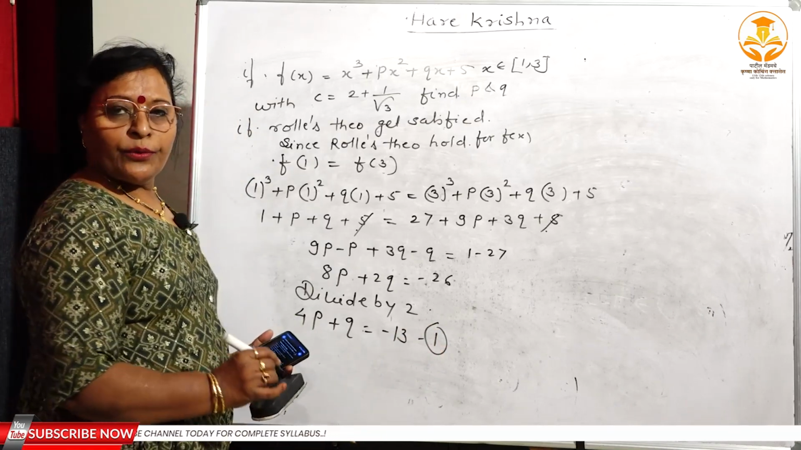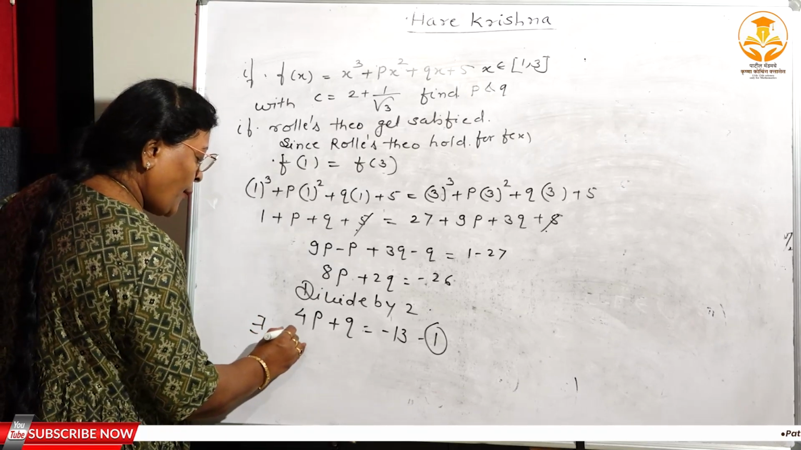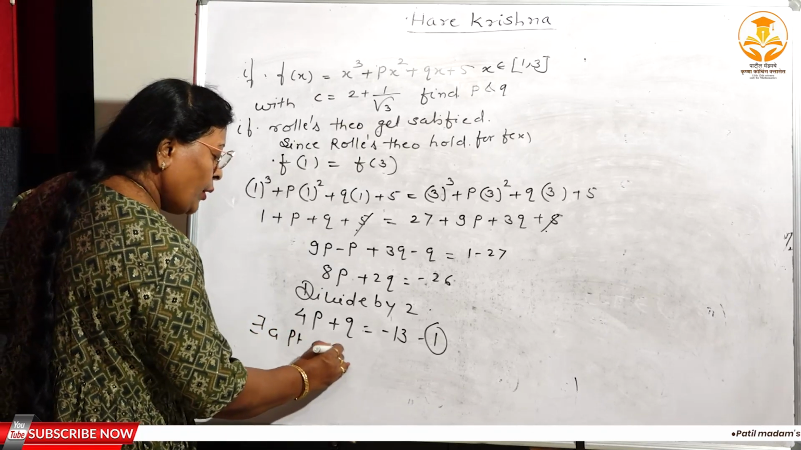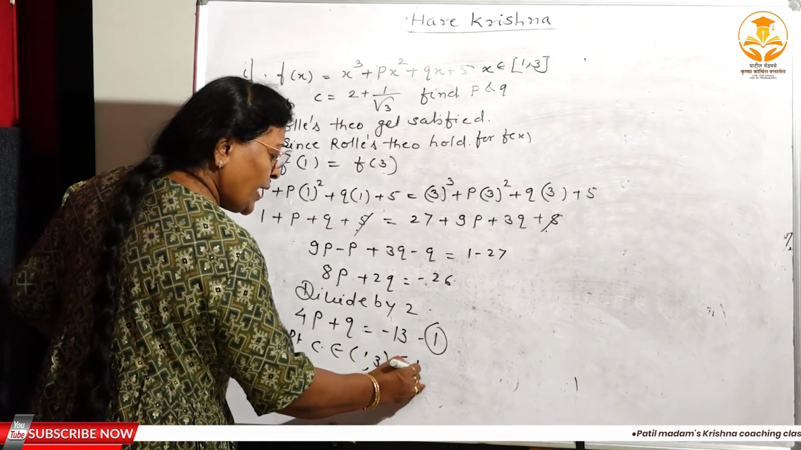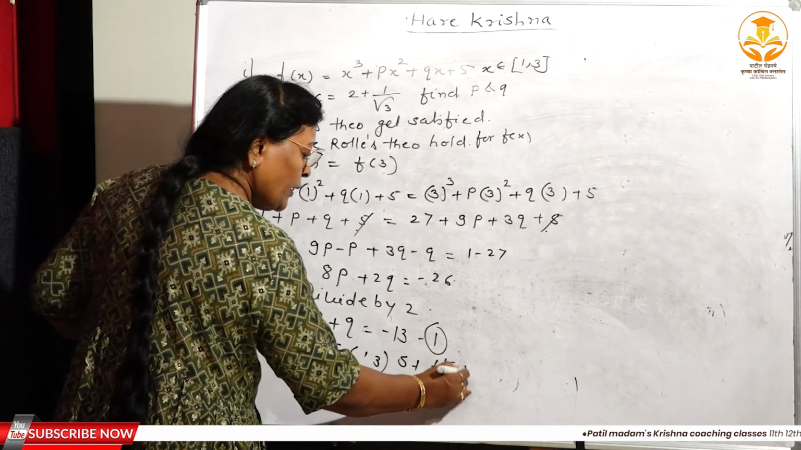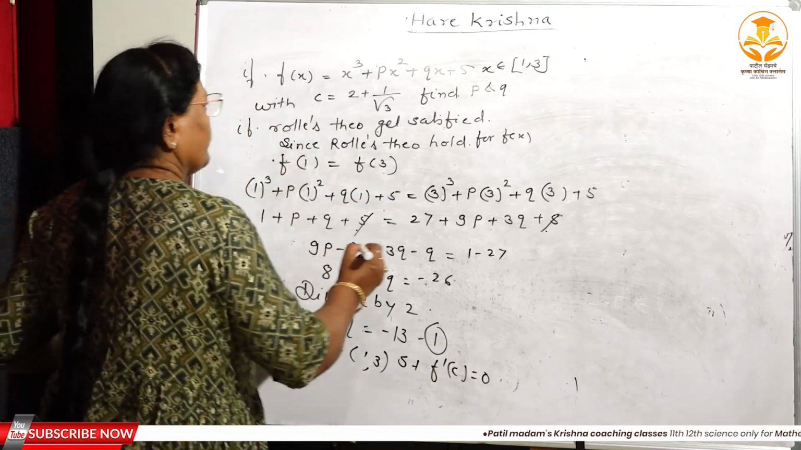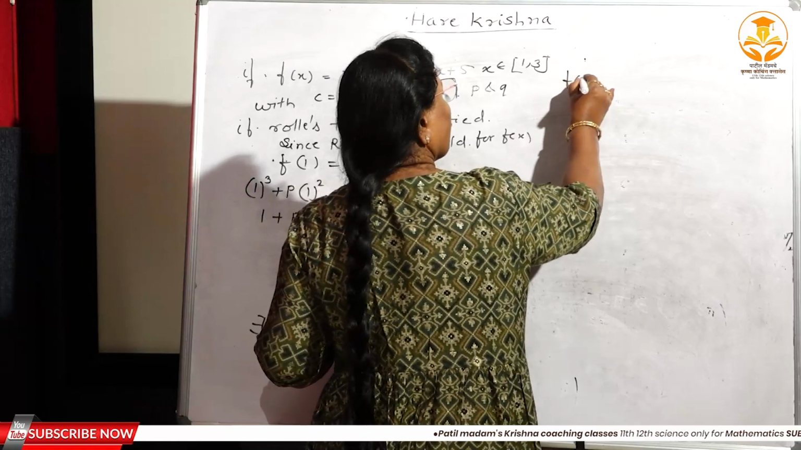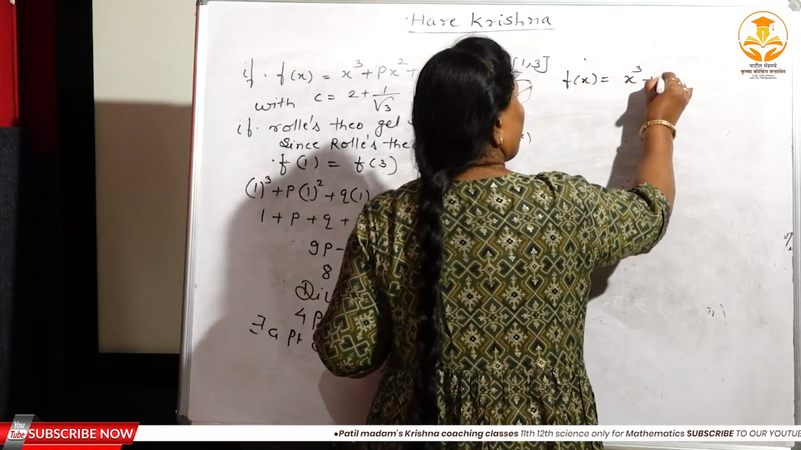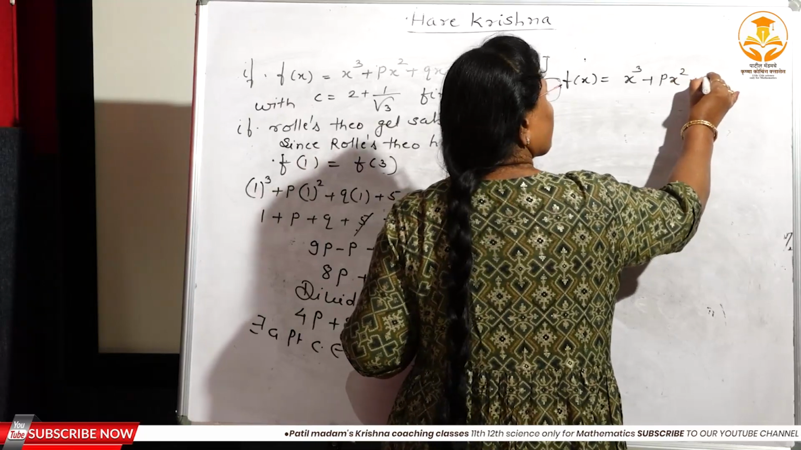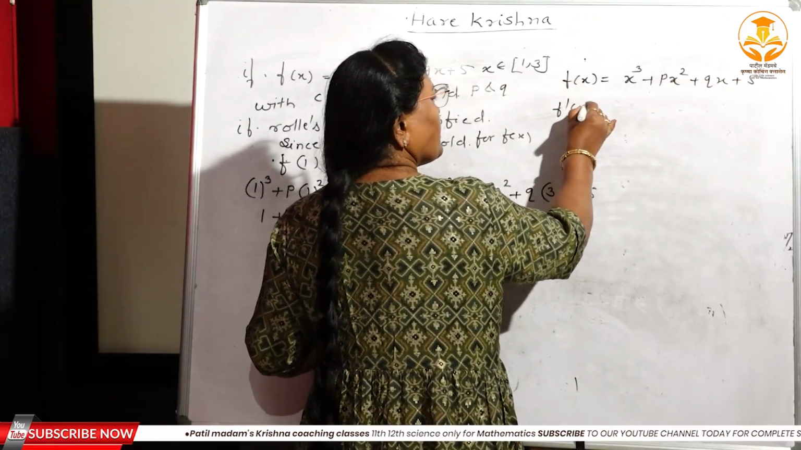Again, the condition of Rolle's theorem gets satisfied. Therefore, there exists a point c belongs to (1, 3) such that f dash c is equal to 0. Therefore, you can find out here f of x is equal to x cube plus px square plus qx plus 5, isn't it? Now find out f dash x.